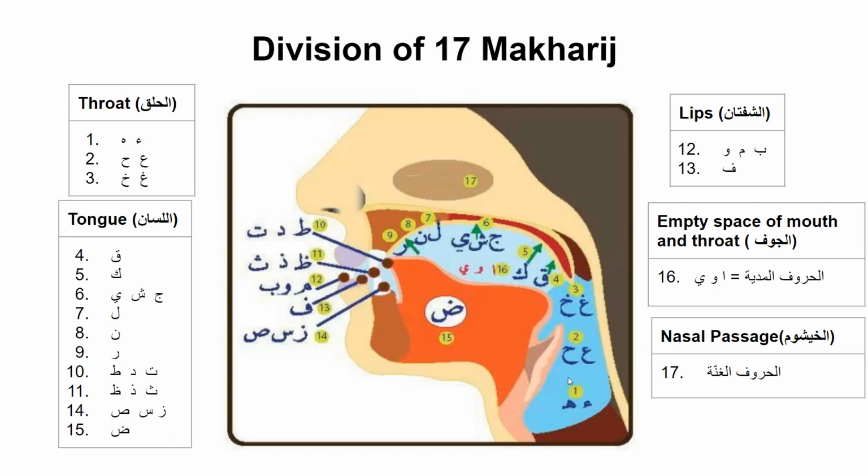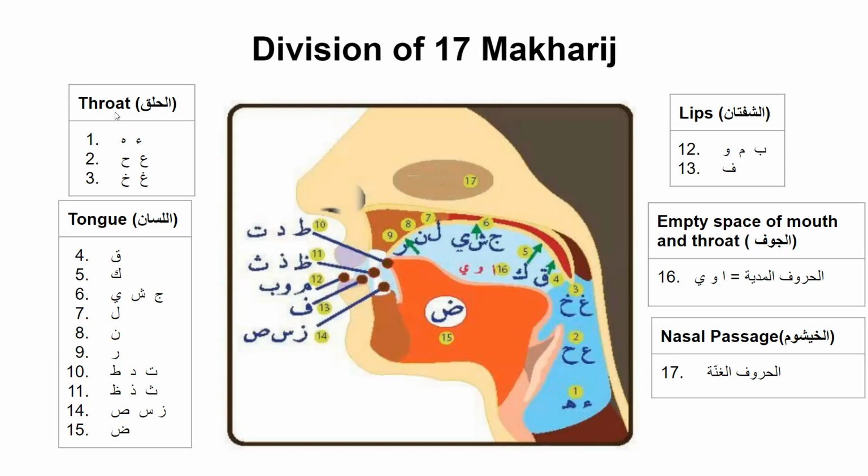From the lower throat, we have hamza and ha. From the middle of the throat, we have ain and ha. Then number 3, we have ghain and kha. Hamza, ha, lower throat. Ain, ha, from the middle throat. Ghain and kha from the upper throat. So again, 3 different makharij, 1 big general area, 6 different letters.